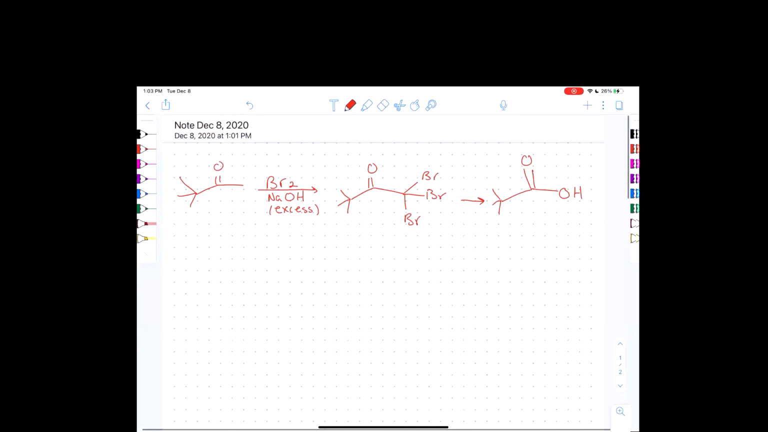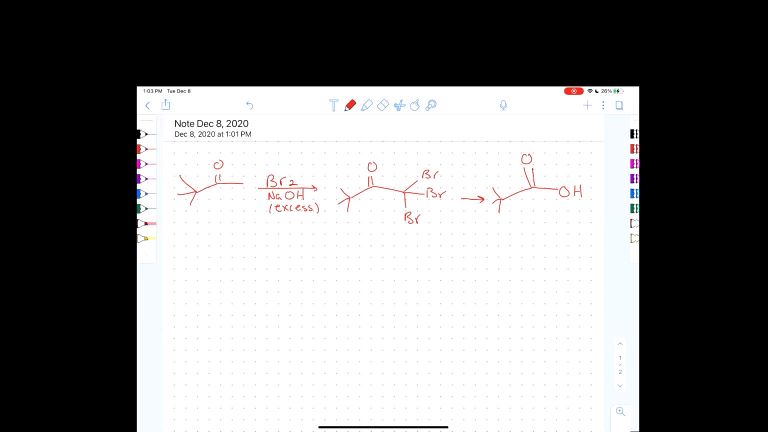If we don't have excess, it's not going to be a haloform reaction. So if I give you the same thing, right, and I give you Br2 in H3O+, that's no longer the haloform reaction. That's just a bromination, and we are only going to brominate one time. So that's the difference. So the follow-up question is, will it always have excess? Yes. So the haloform reaction will always need to be in excess, aka base. It won't be called the haloform reaction if it's not under those conditions.